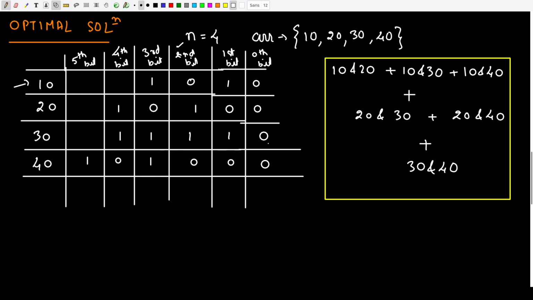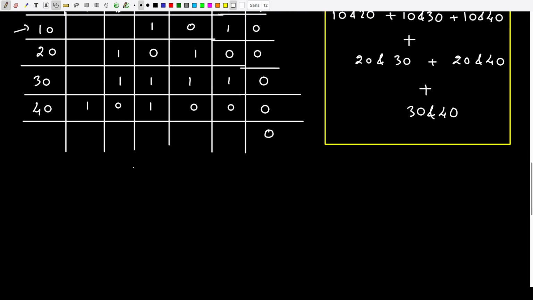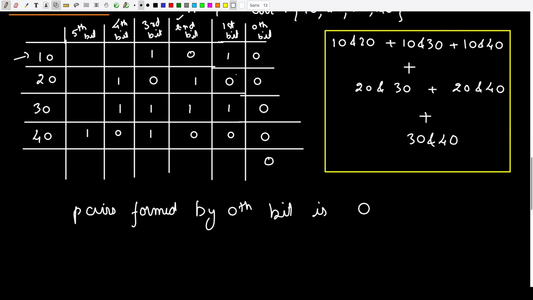So the sum of the 0th bit is 0 over here. That simply means that the number of pairs formed by the 0th bit is 0. Similarly, the number of times the first bit appears in all the elements is 2 times. Since it appears 2 times, how many pairs will it form? Well, the number of pairs will be 1.